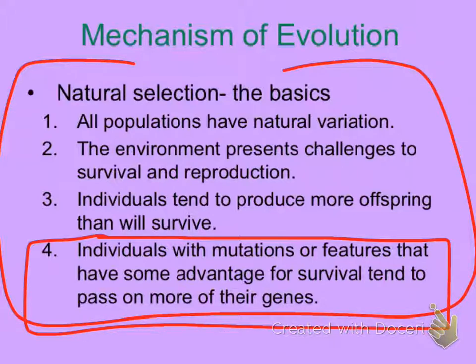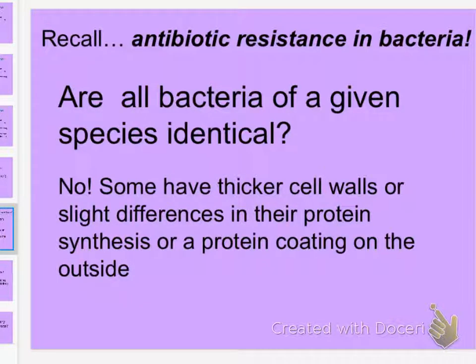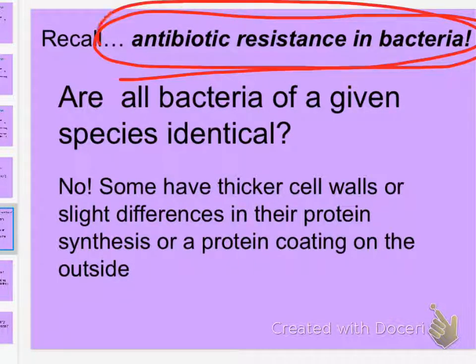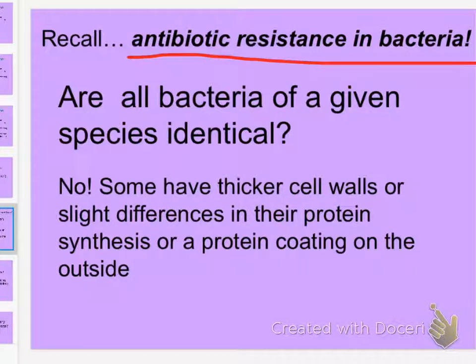I feel like we've talked about this before. What were we really talking about in the beginning of the year? Yeah, we were talking about evolution. That's what antibiotic resistance in bacteria is. So, are all bacteria identical? No. We get some that have differences in their protein synthesis mechanism or slightly different coding, those gram negatives. Everyone's a little different. They're not all identical.